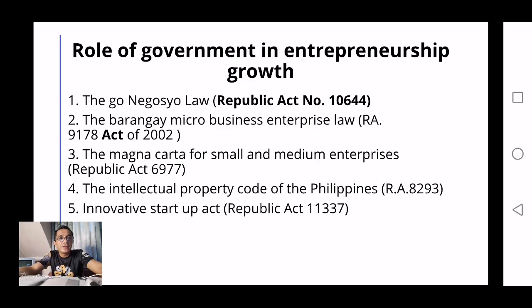And sabi nga dun sa learning outcomes, titingnan natin kung paano nagsusuporta ang ating gobyerno sa ating mga entrepreneurs. And we have here five Republic Acts. And the first one is Republic Act number 10644, which is called the Go Negosyo Law. Then two, the Barangay Micro Business Enterprise Law, which is labeled by Republic Act 9178, which was executed during the year 2002. And then number three, we have the Magna Carta for Small and Medium Enterprises, Republic Act 6977. And the fourth, the Intellectual Property Code of the Philippines, Republic Act 8293. Number five, Innovative Startup Act, which is under Republic Act 11337. And we'll look at each of these very quickly.